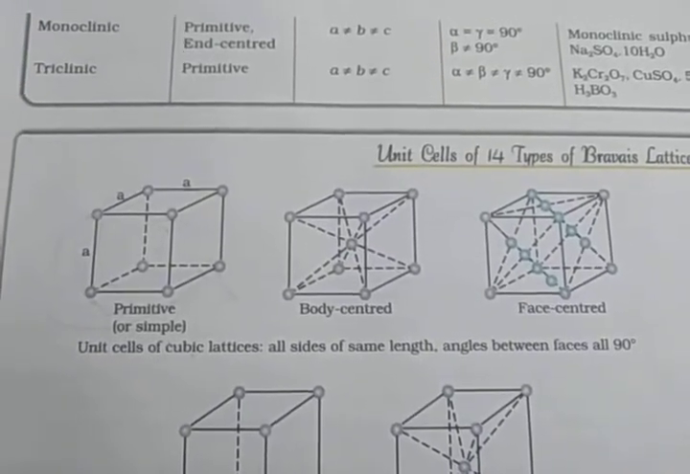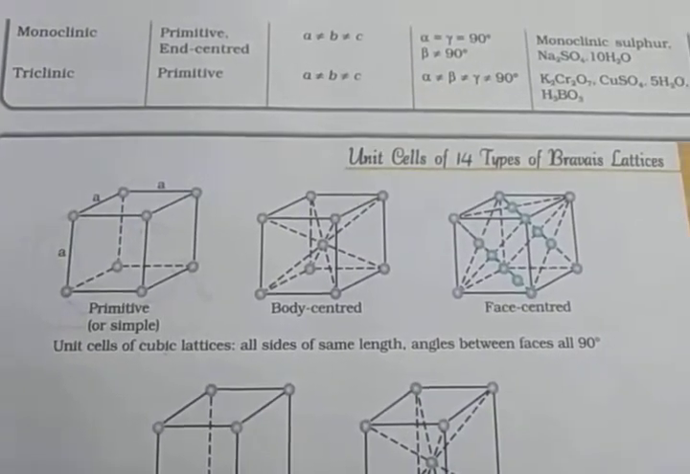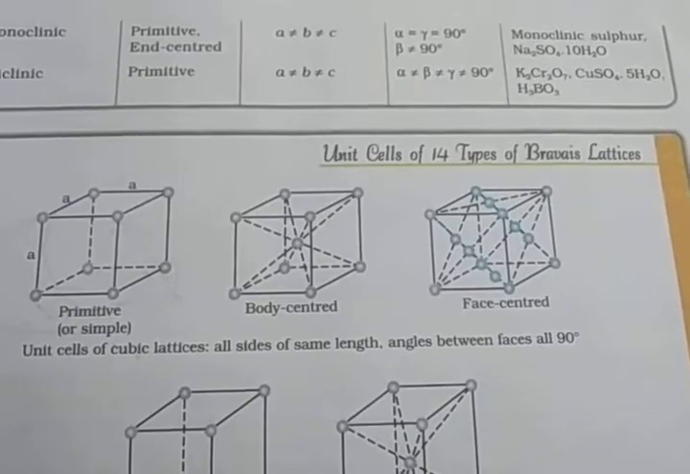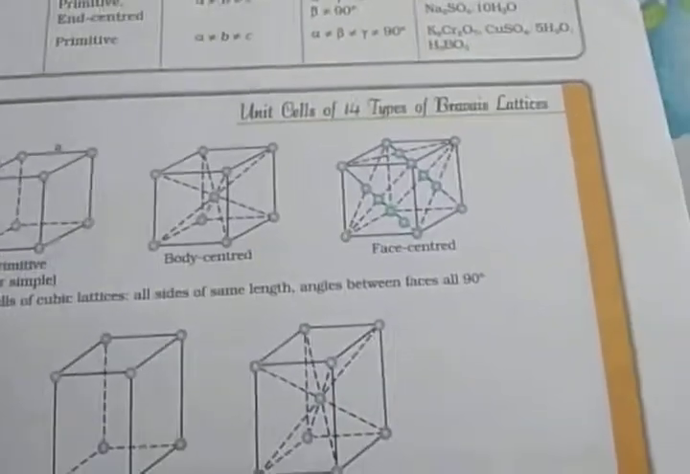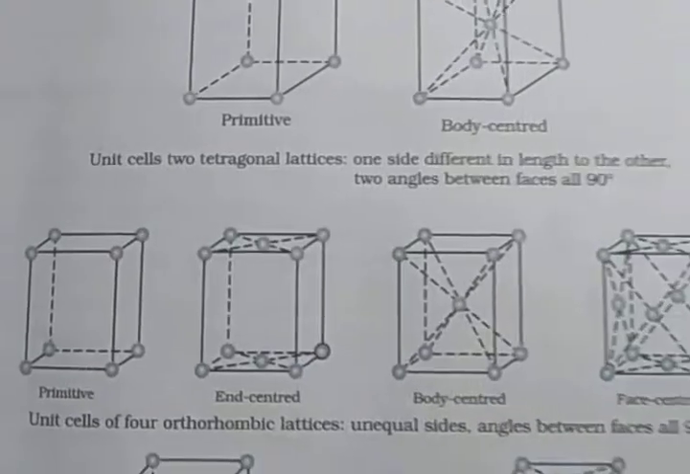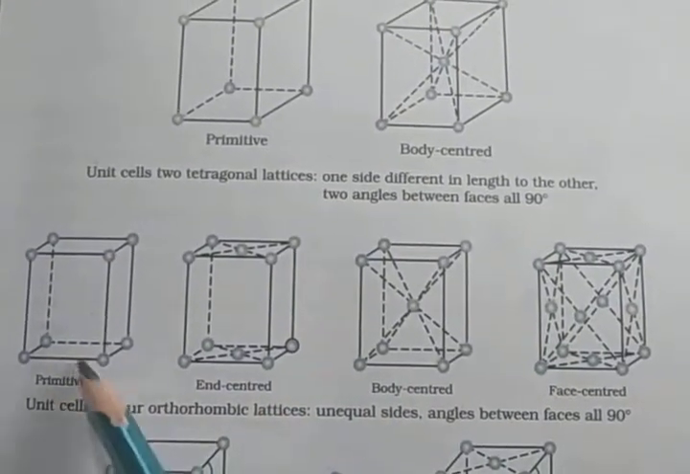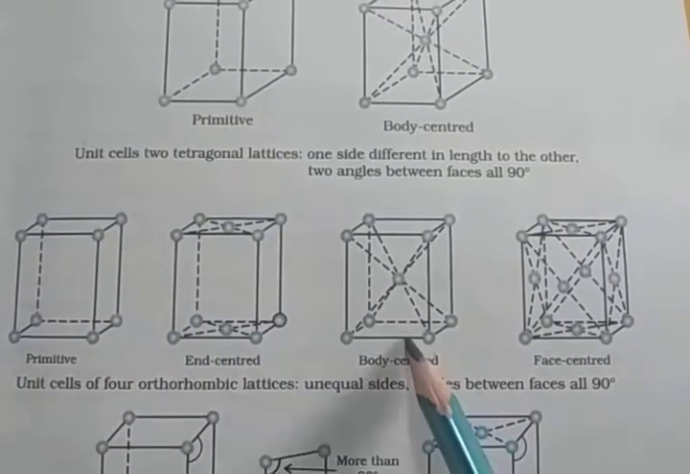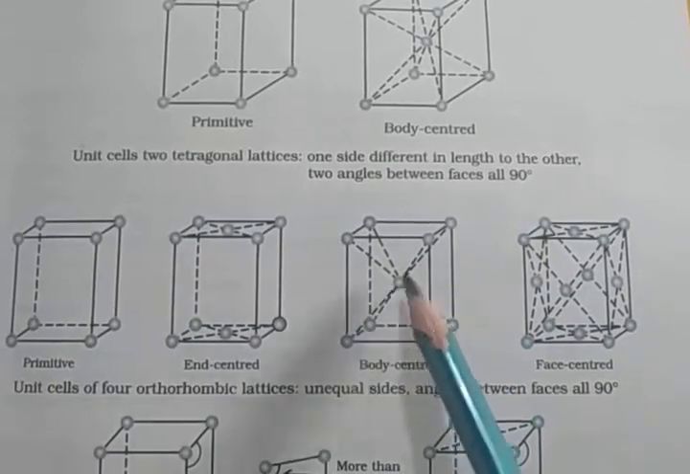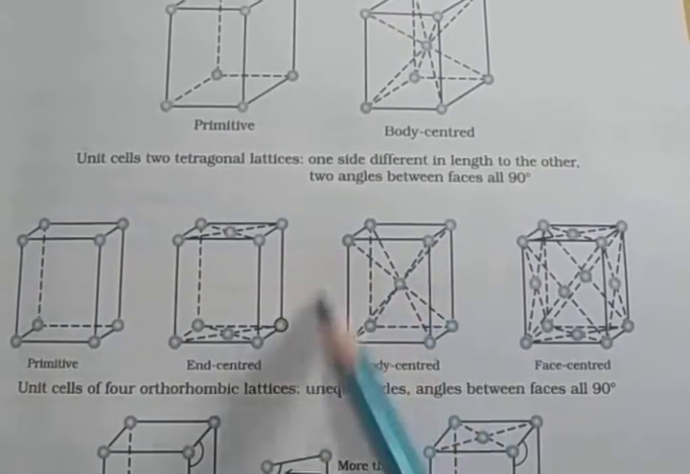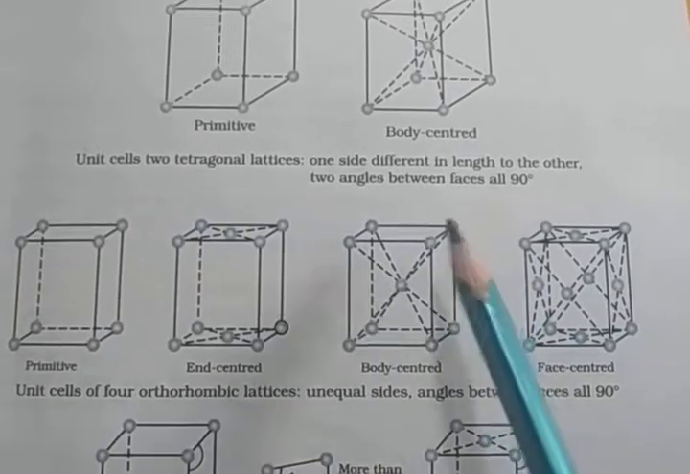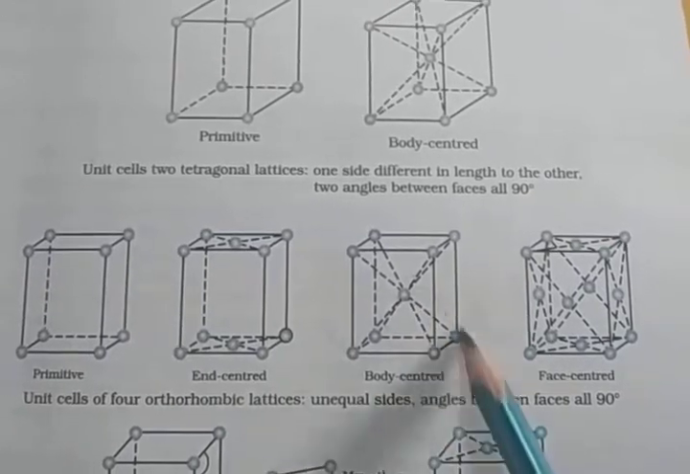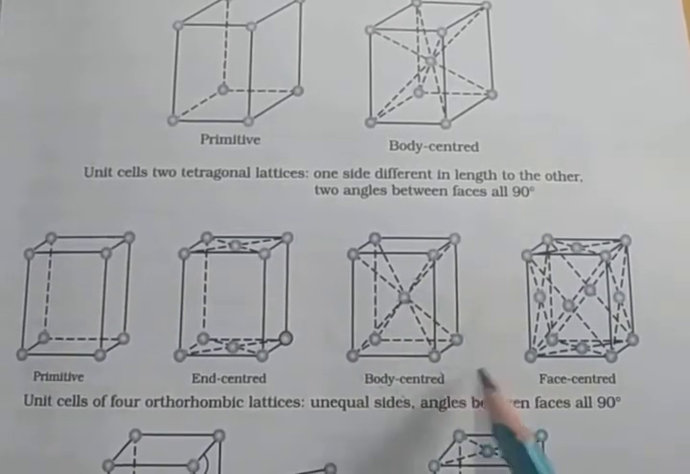the second type is the centered unit cell, and centered unit cells are of 3 types: body centered, face centered and end centered. See, this is the primitive, with constituent particles present on the corners. So body centered means one constituent particle is present at the center of the cube unit cell. Corners are already present, but one is also present in the center, so this unit cell is known as body centered unit cell.